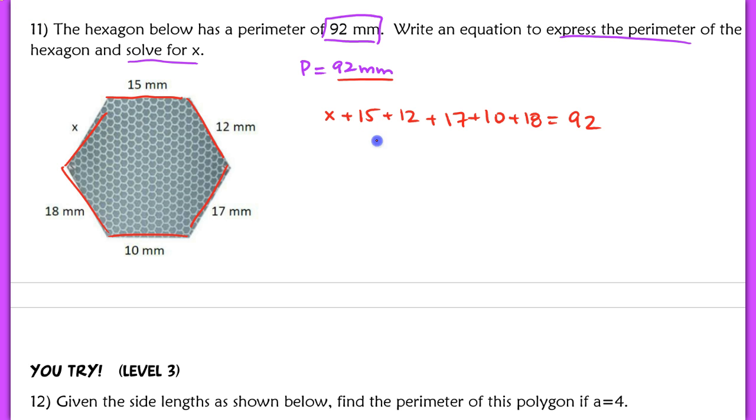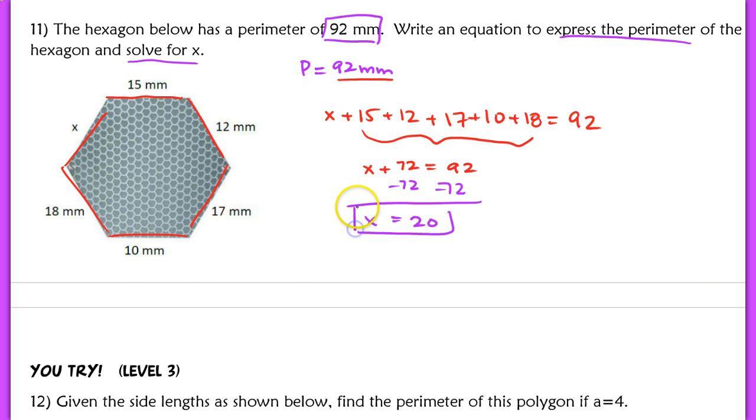Now if I combine my like terms here, so I can combine all these constants and write that as x plus 72, I end up with an equation that's a little bit easier to solve. x plus 72 is equal to 92. So now I'm going to subtract 72 on both sides, and I end up with x equaling 20. So this is the value of x, that missing side length.